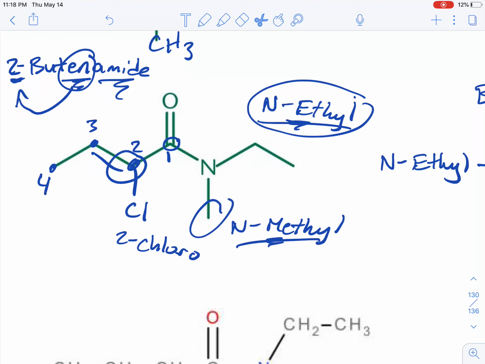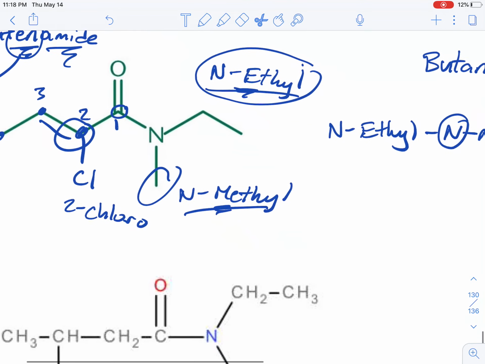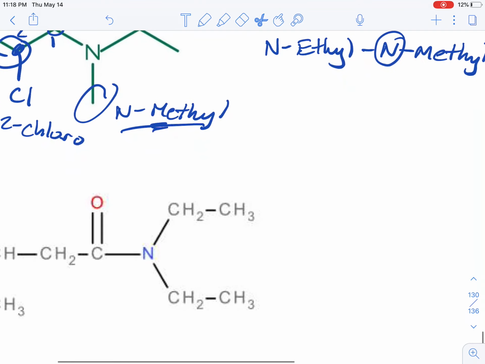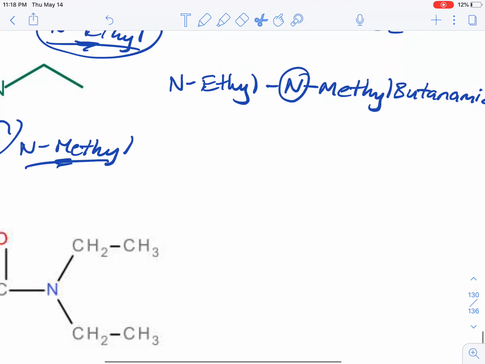All right, so now that we have the parent chain, we're going to put all the pieces together for this modified organic compound that I just drew. The first thing that I want to write are my N groups, my N substituents. So once again, I have N-ethyl-N-methyl.